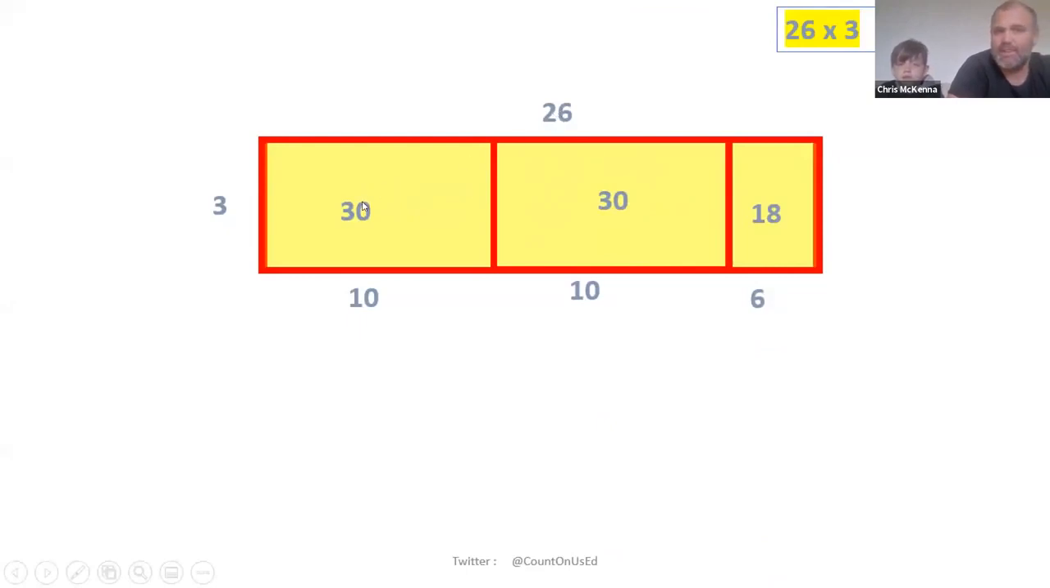You add 30 and 30 together, which equals 60. Then you added 18 on, which gives you 78. Well done, Austin. Good.